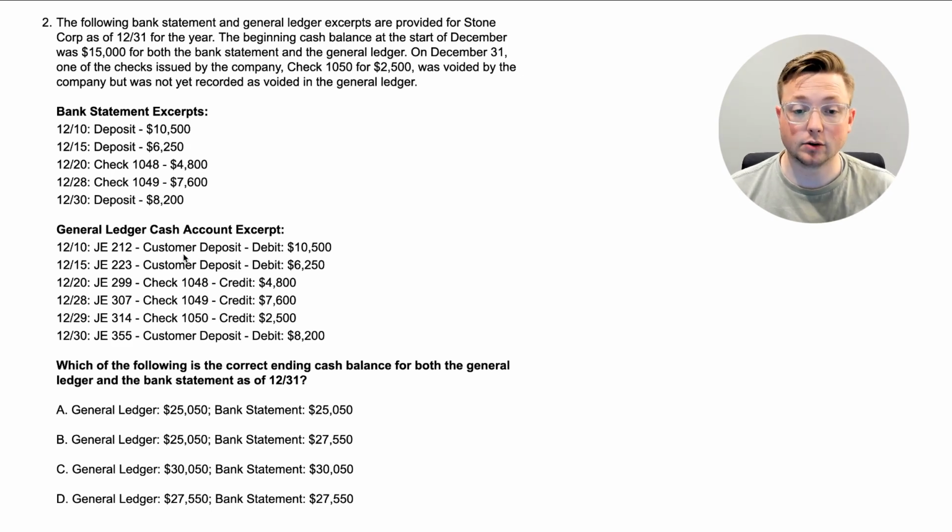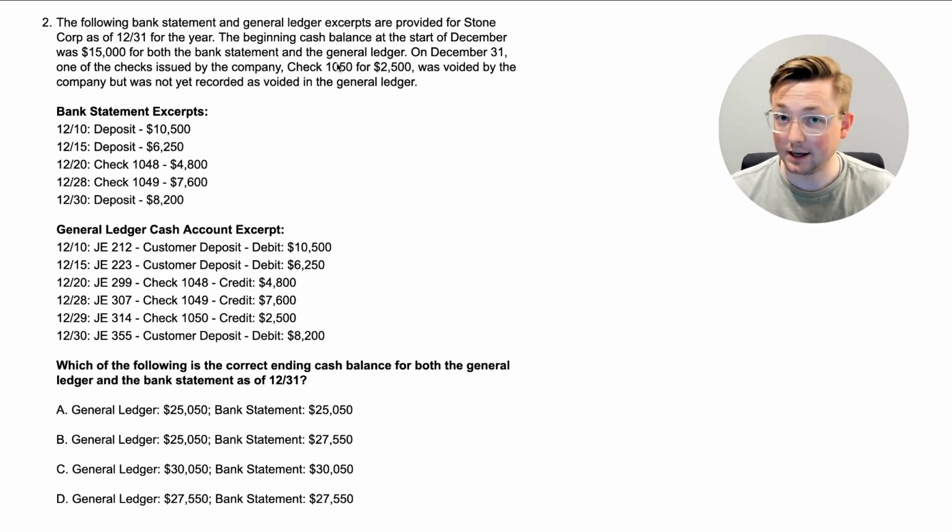Now we need to look at the general ledger as well. They had a deposit on the 10th, which seems to match there. They had a deposit on the 15th, which seems to match there, same number, right? They had a check taken out on the 20th for the same amount, and it was the same check. They had a check taken out on the 28th for $7,600. Oh yep, that looks like it's the same. They had check 1050, which they took out on the 29th, and if you're paying attention, that is the one that was voided.